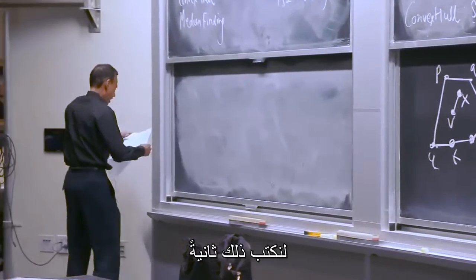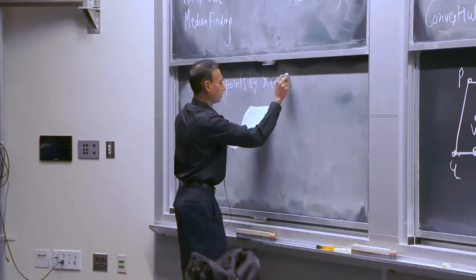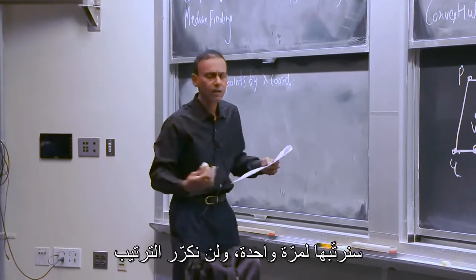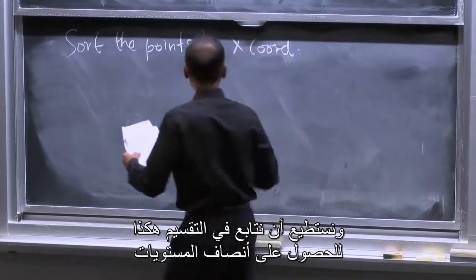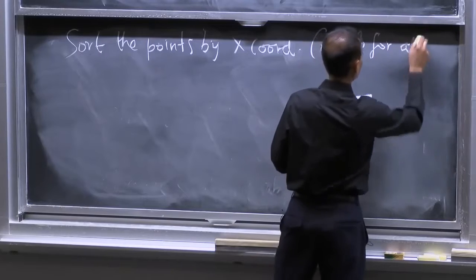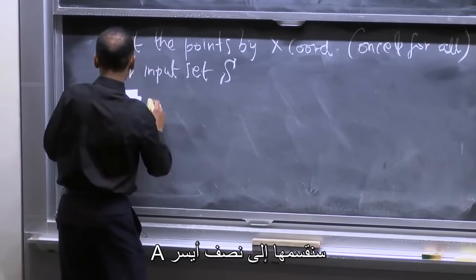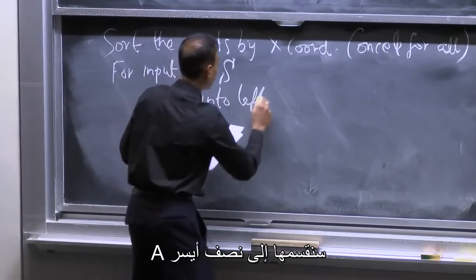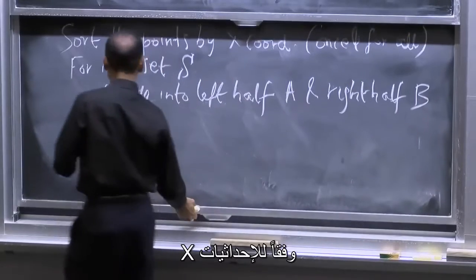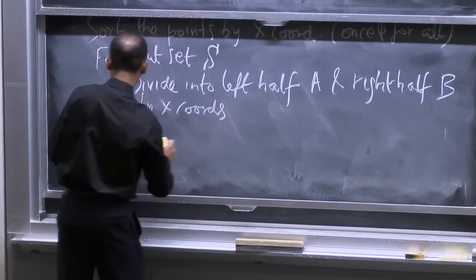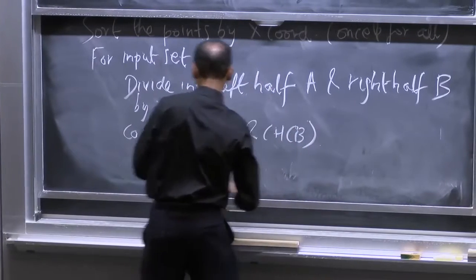So let's just write this out again. We're going to sort the points by x coordinates. And we're going to do this once and for all. We don't have to keep sorting here, because we're just going to be partitioning based on x coordinates. And we can keep splitting based on x coordinates, because we want to generate these half planes, right? So we can do this once and for all. And for the input set S, we're going to divide into the left half A and right half B by the x coordinates. And then we're going to compute CH of A and CH of B recursively. And then we're going to combine.